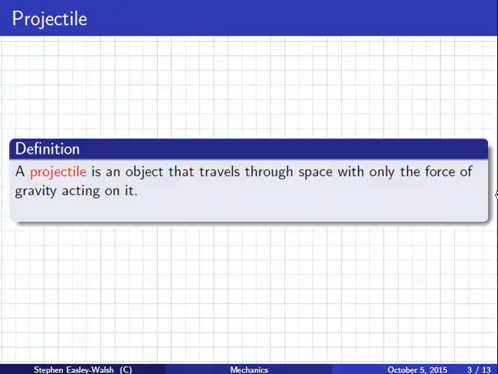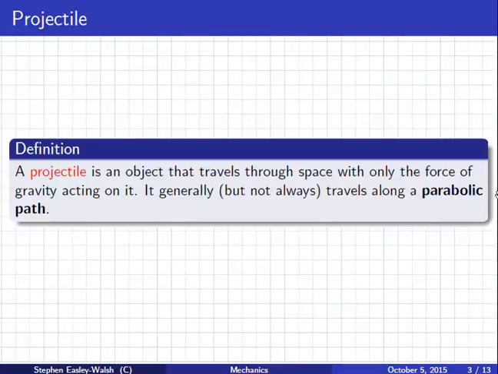Next. Is it lesson 9? It is, I think. It is lesson 9. Alright, so what is a projectile?